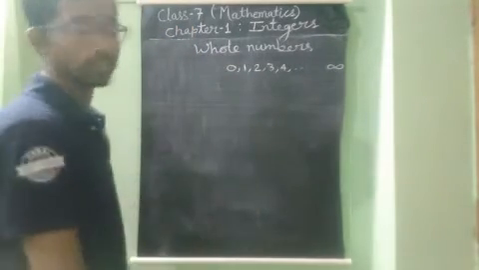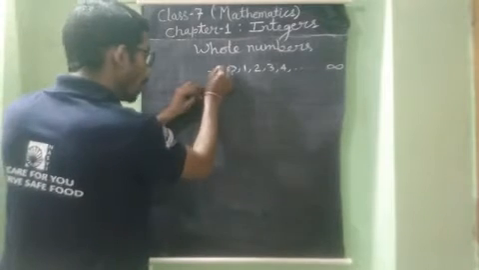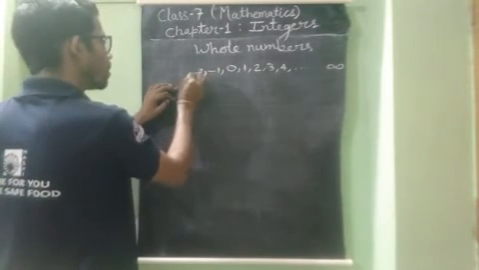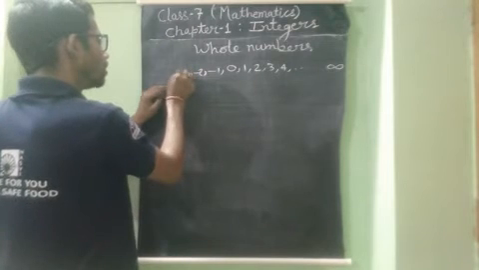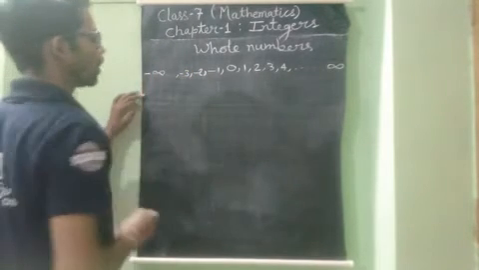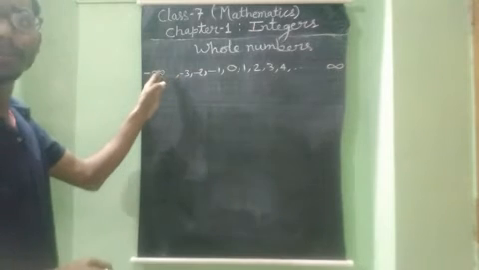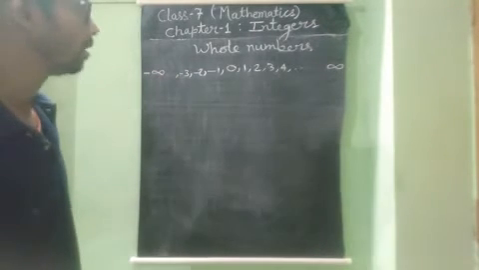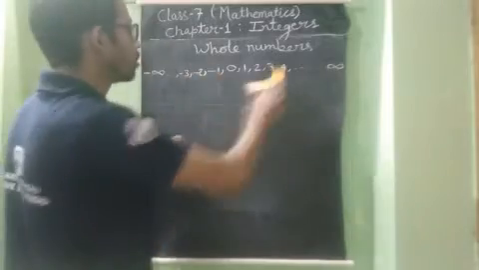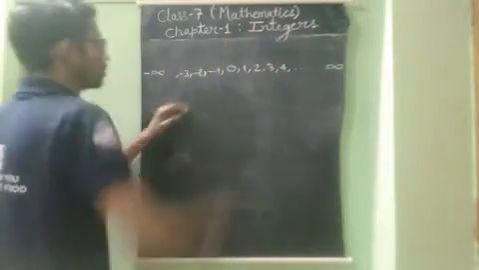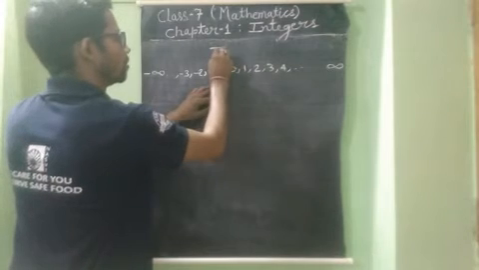If we add -1, -2, -3, and so on, minus infinite, -3, -4, -5, and so on, minus infinite, then this becomes simultaneously integers.